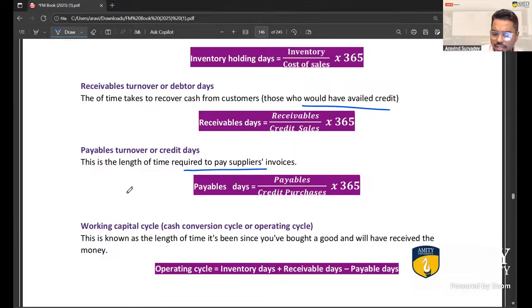Now, working capital cycle, on the other hand, is what we saw at the beginning of this chapter, guys. Inventory days plus receivable days minus your payable days gives you the cash conversion cycle, or what we call the operating cycle.